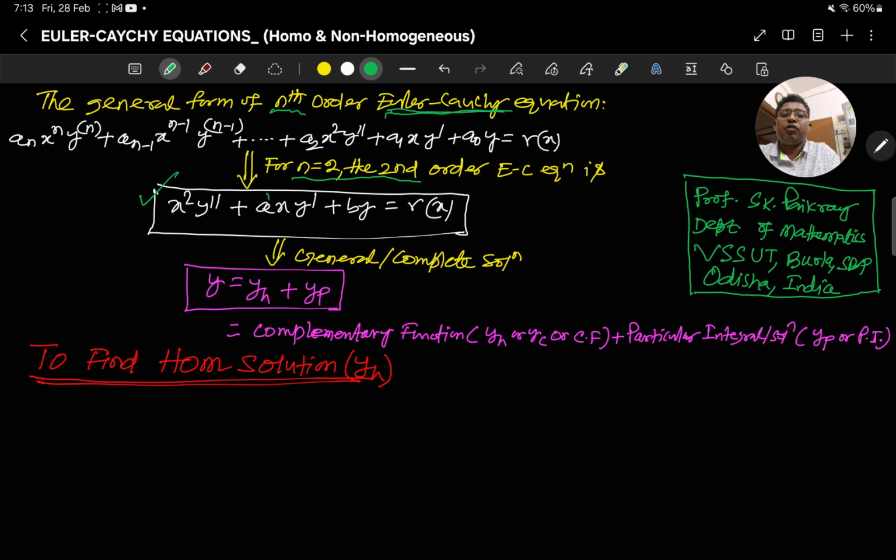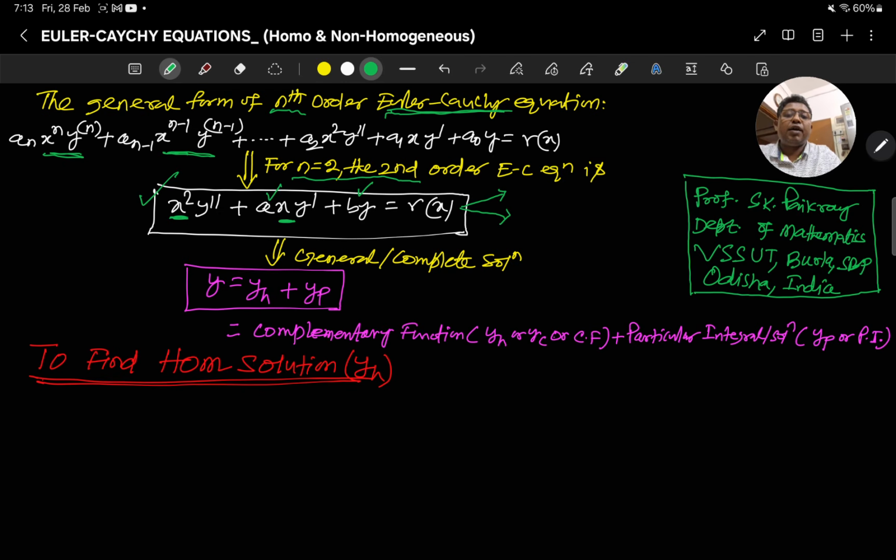So a and b are constants. But you see, x square is multiplied with y double dash, x is multiplied with y dash. In the general form, x to the power n is multiplied with the nth order derivative, x to the power n minus 1 is multiplied with the (n minus 1)th order derivative. Likewise, now this r(x) may be 0, r(x) may not be 0.